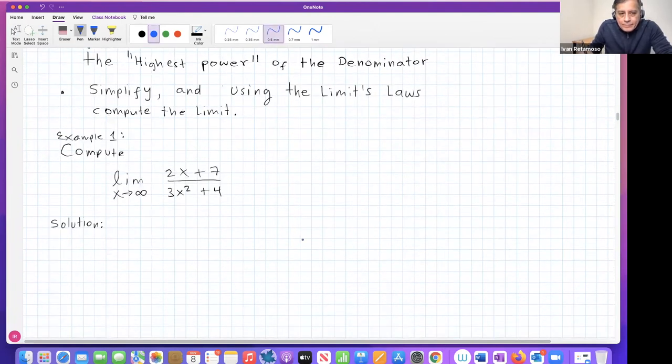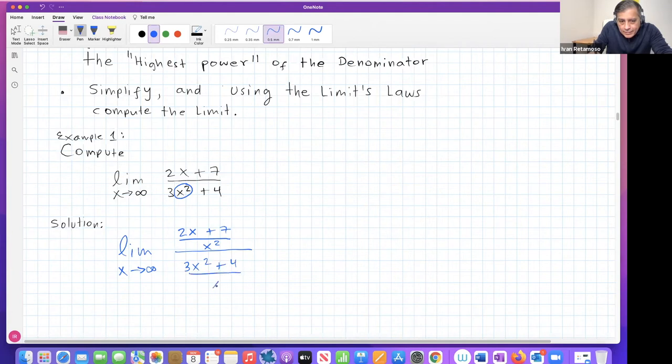Example here. Suppose they ask you to compute the limit of this rational function. Well, step one says you are supposed to catch the highest power of the denominator. When you look at the denominator, there are two terms, 3x squared and 4, a constant term with degree 0. So clearly, x squared is the highest power, the one with the highest exponent. So you are supposed to divide both numerator and denominator by x squared.